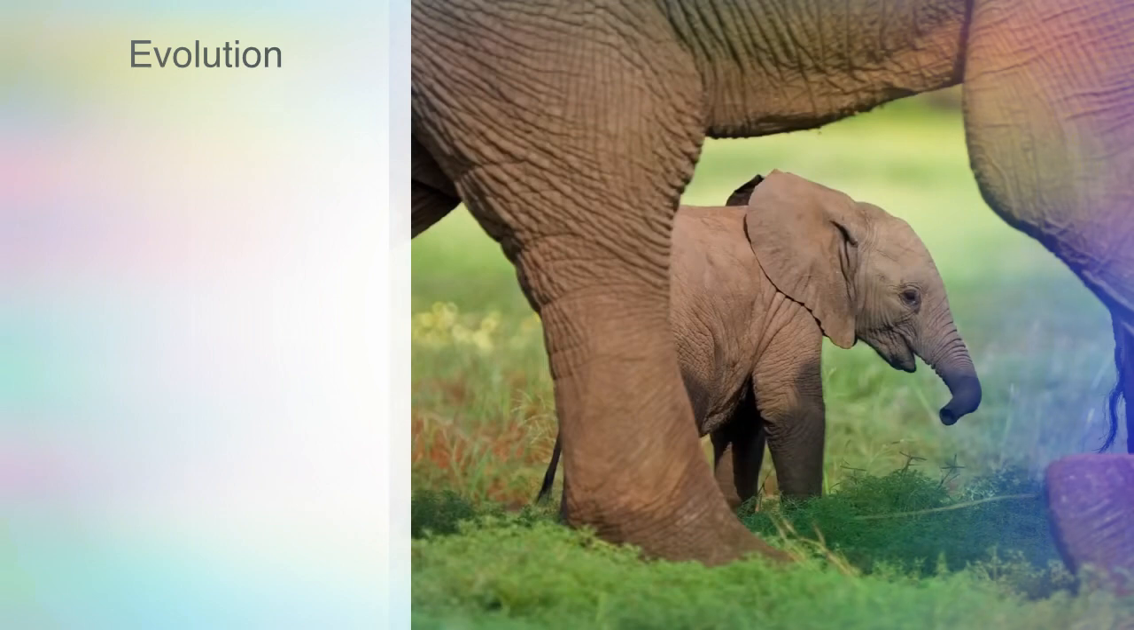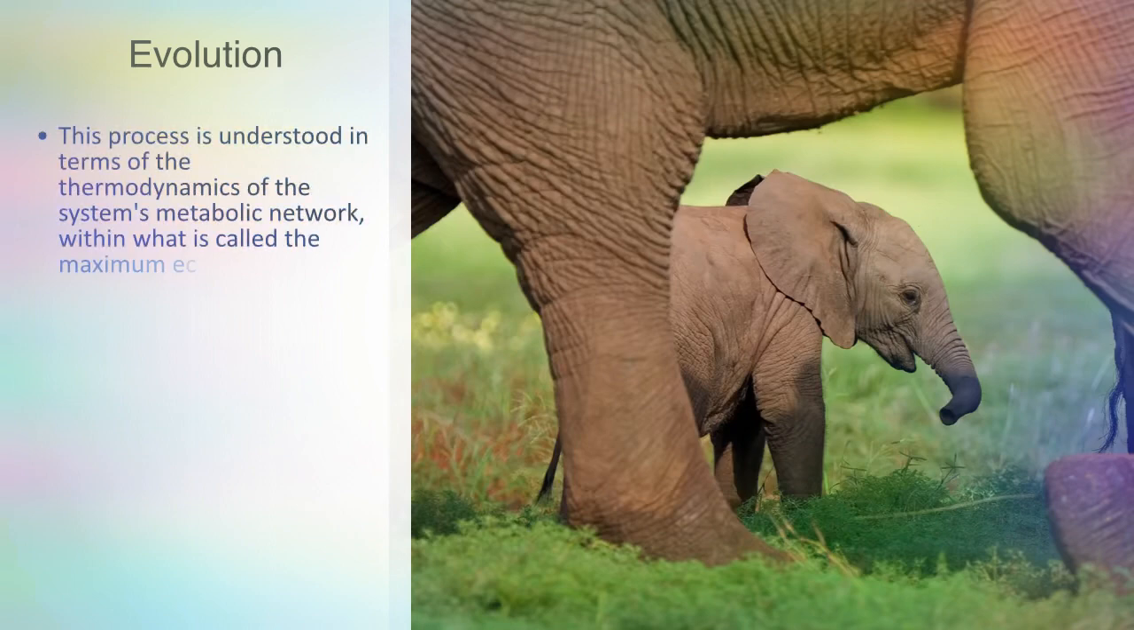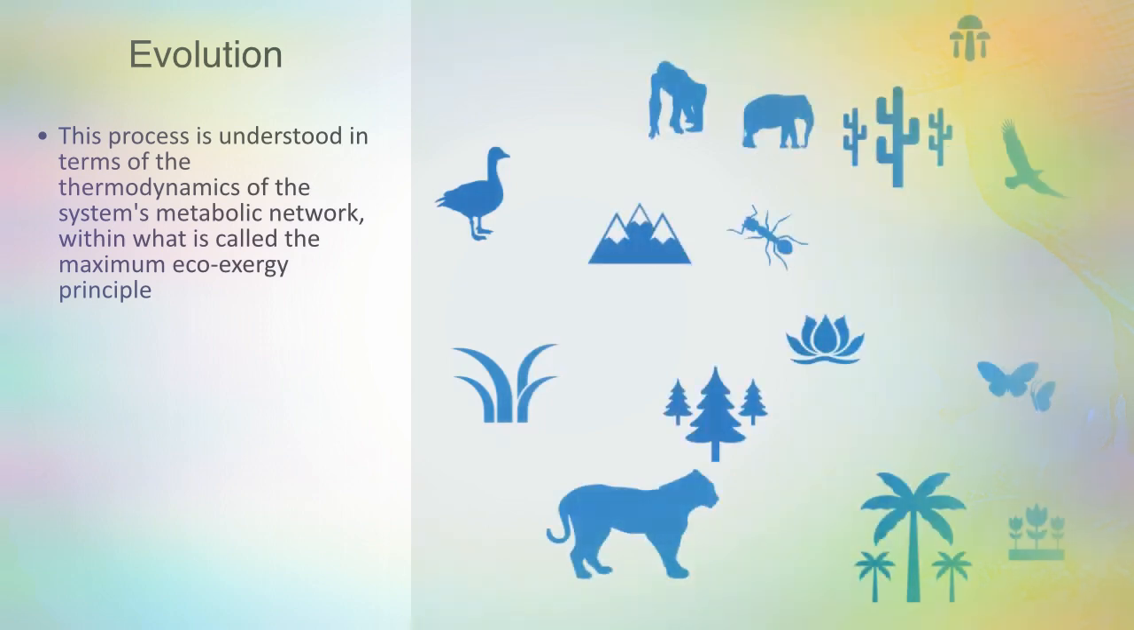The long-term process of change within a biological population is understood through the theory of evolution. The theory of evolution is typically presented in an atomistic form as a narrative surrounding individualism, competition, and the survival of the fittest. But within systems ecology, this process is understood in terms of the thermodynamics of the system's metabolic networks, within what is called the maximum ecoexergy principle. Here, we're looking at evolution not so much in terms of the individual organisms, but more in terms of what it means for the whole system.